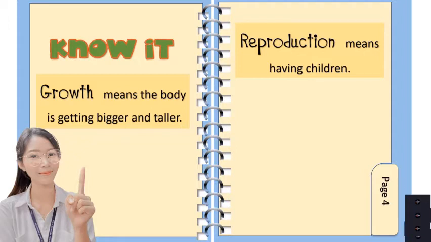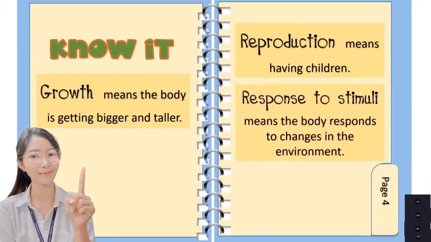Response to stimuli means the body responds to changes in the environment. For example, when people hear a loud noise, they cover their ears. When they smell something bad, we cover our nose. That's stimuli. Everything that has changes in the environment, living things will react, will respond.